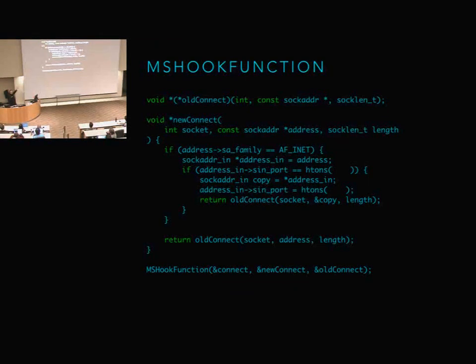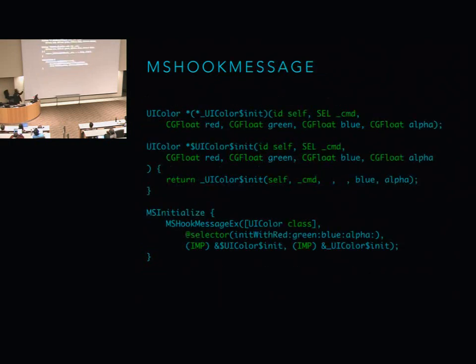Old connect is a pointer to a function that will call the original function. So I've kind of wrapped the function in a new function, modified its behavior. Does this make sense to everyone? All right. Now, we can also do this at the Objective-C level.